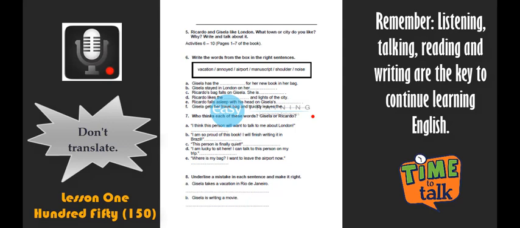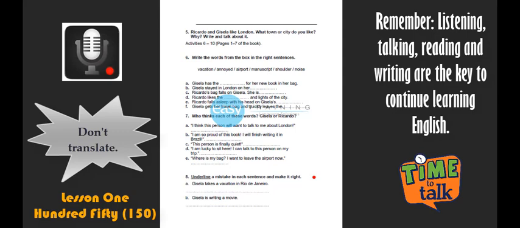In activity 7, you will say whether Gisela or Ricardo thinks these words. A. Who thinks, I think this person will want to talk to me about London? Is it Gisela or Ricardo who thinks that? B. Is it Gisela or Ricardo who thinks, I am so proud of this book. I will finish writing it in Brazil? C. Is it Gisela or Ricardo who thinks, this person is finally quiet? D. Is it Ricardo or Gisela who thinks, I am lucky to sit here. I can talk to this person on my trip? E. Is it Gisela or Ricardo who thinks, where is my bag? I want to leave the airport now.